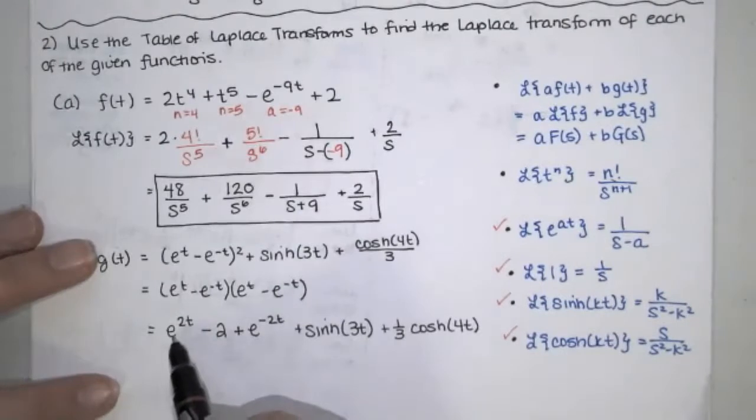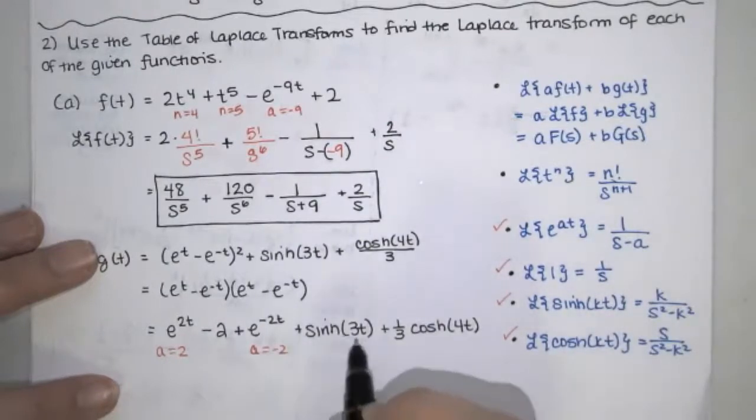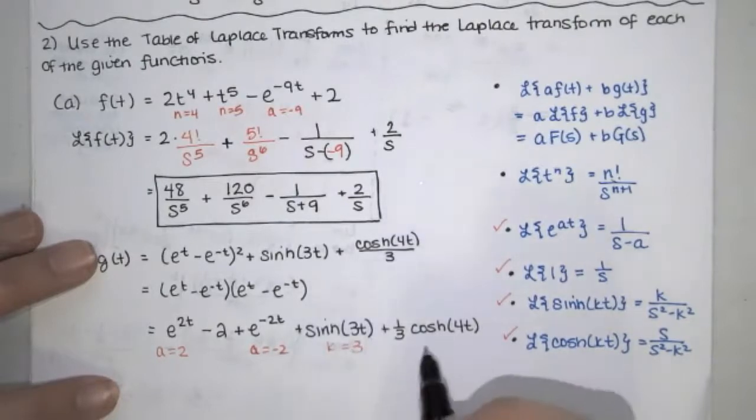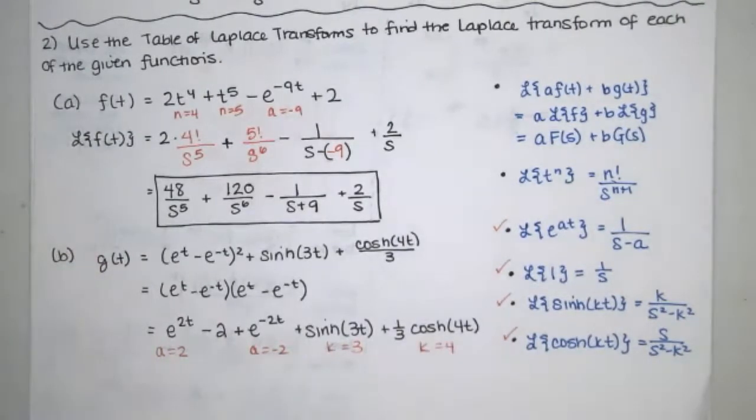So for e to the 2t and e to the negative 2t, my a's are equal to 2 and negative 2, and we'll use this formula. Here I have a hyperbolic sine of kt, where k is equal to 3, and a hyperbolic cosine of 4t, where k is equal to 4. And so this is what we get when we take the Laplace transform of g of t.